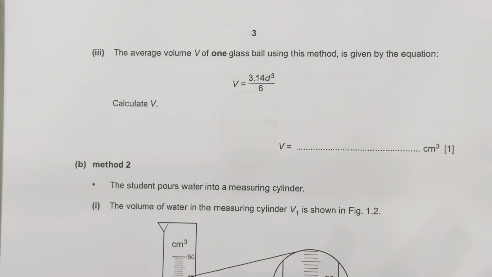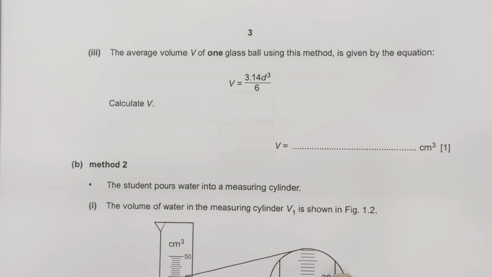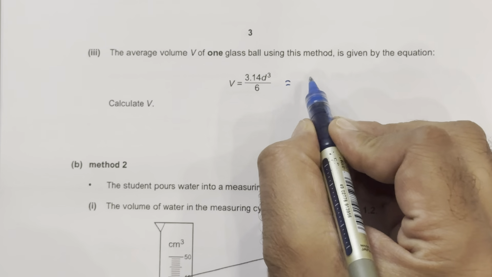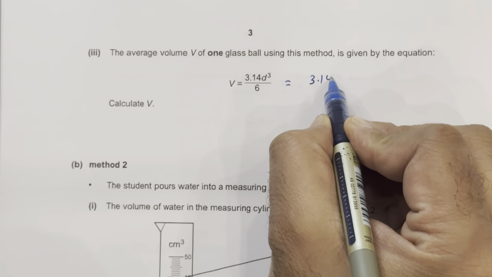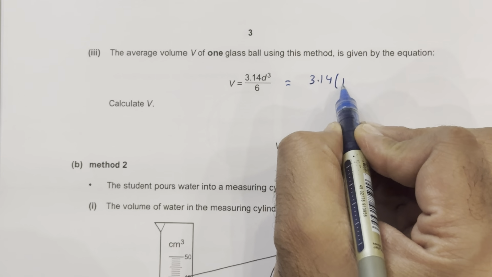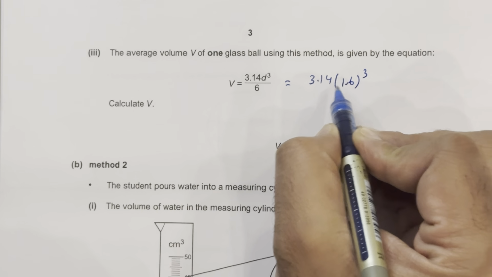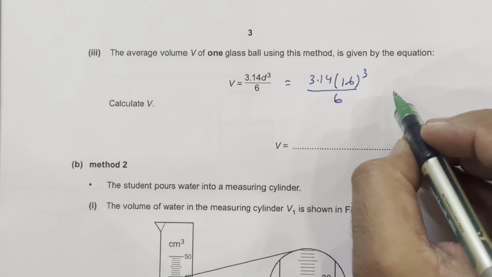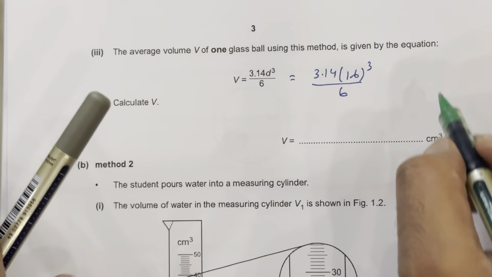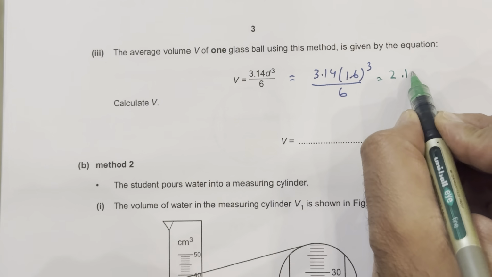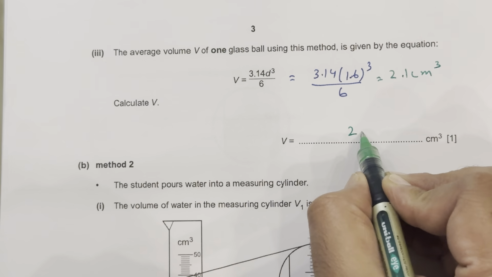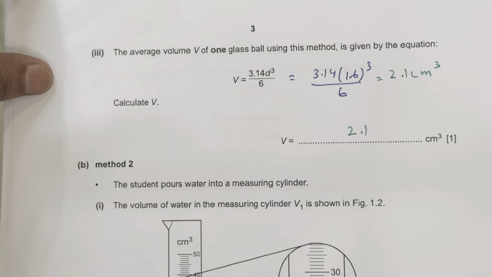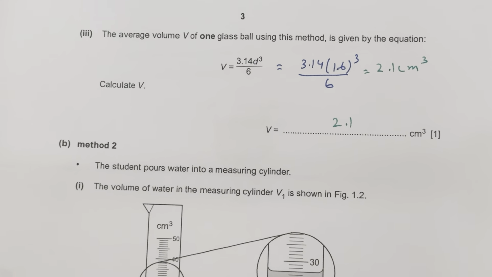Moving to the third part, the average volume V of one glass ball using this method is given in the equation. Calculate V. So we need to substitute the values: 3.14 times the value of D we just calculated, 1.6 cubed, and divide by 6. After solving it, we get the answer 2.1 centimeter cubed, because this is volume. So this is one way. We have calculated the volume.